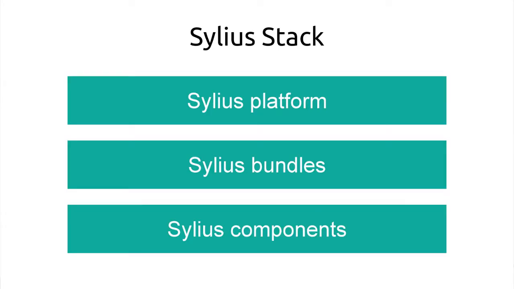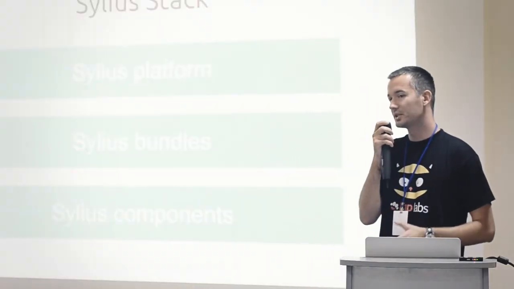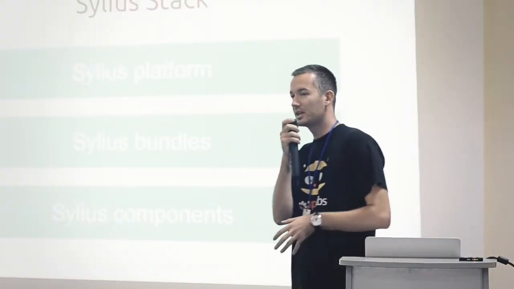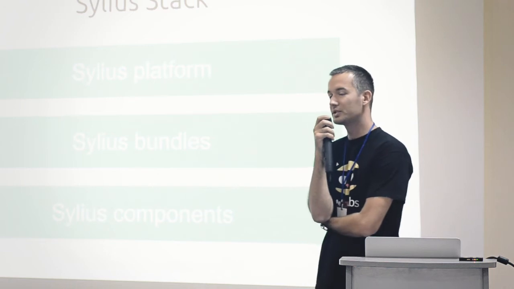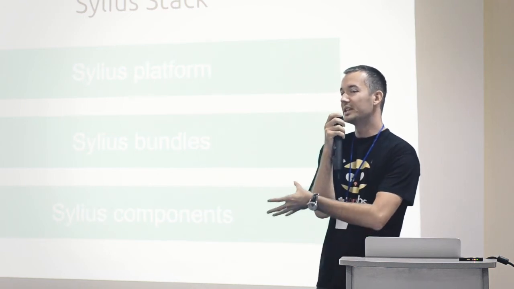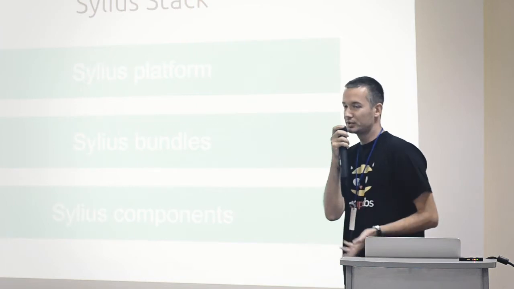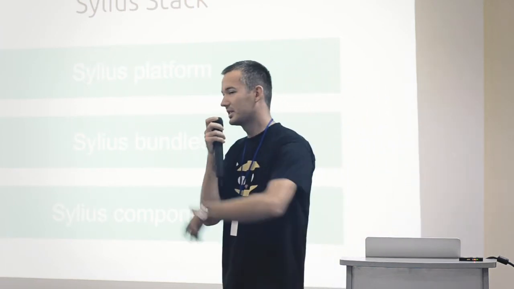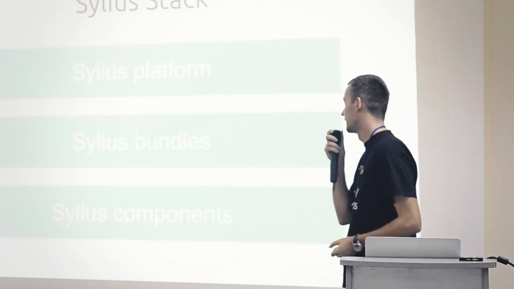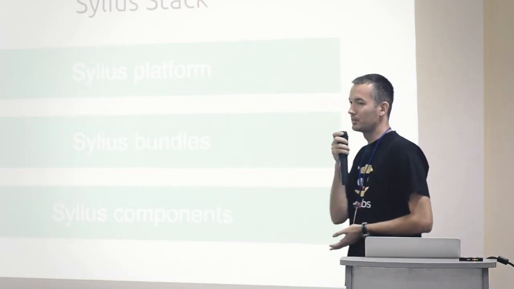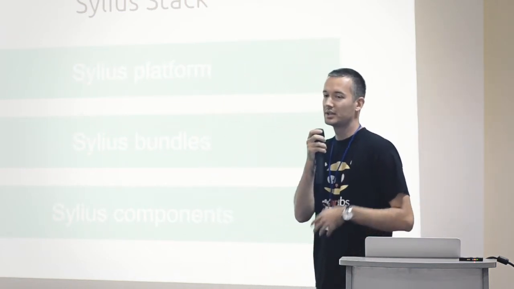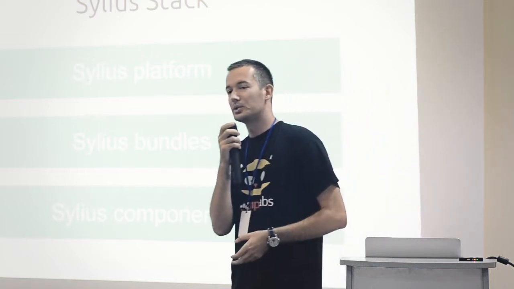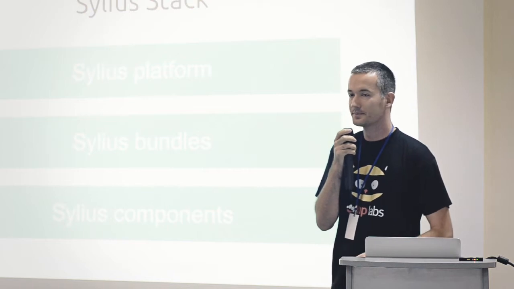Here is a simple representation of the Sylius stack, and similar to Symfony, it's based on components. The first layer is standalone reusable PHP libraries called Sylius components that you can use in any PHP project, even if you're not using Symfony at all. For example, if you use Zend Framework or whatever, you can use Sylius components by just installing them with Composer and starting right away.